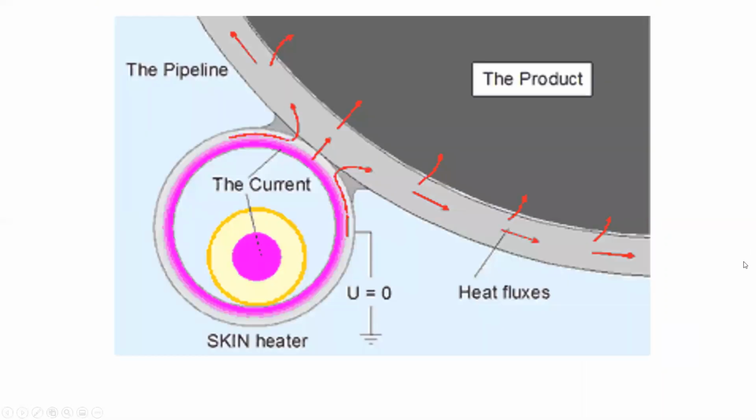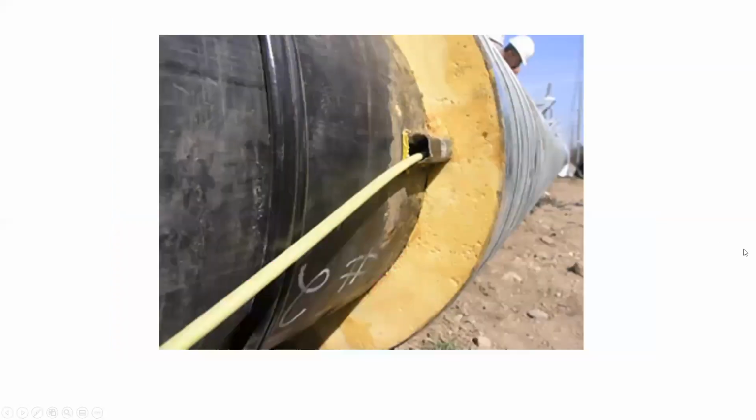Now, as the current flows, and we can see here current in the insulated conductor and current on the interior surface of the pipe, it will generate heat simply by electrons flowing over the metal. That heat, due to the pipe being welded to the product pipeline, will then transfer through conduction. Now here's an example at a job site.